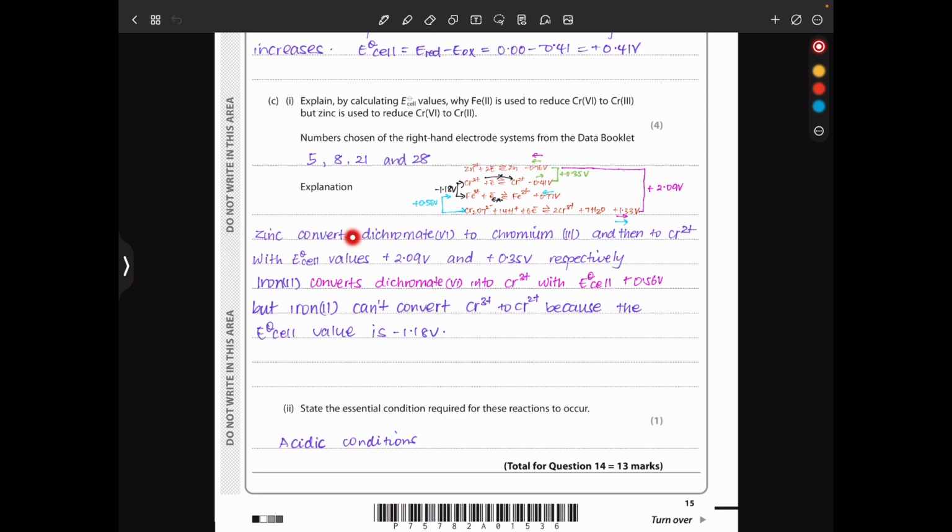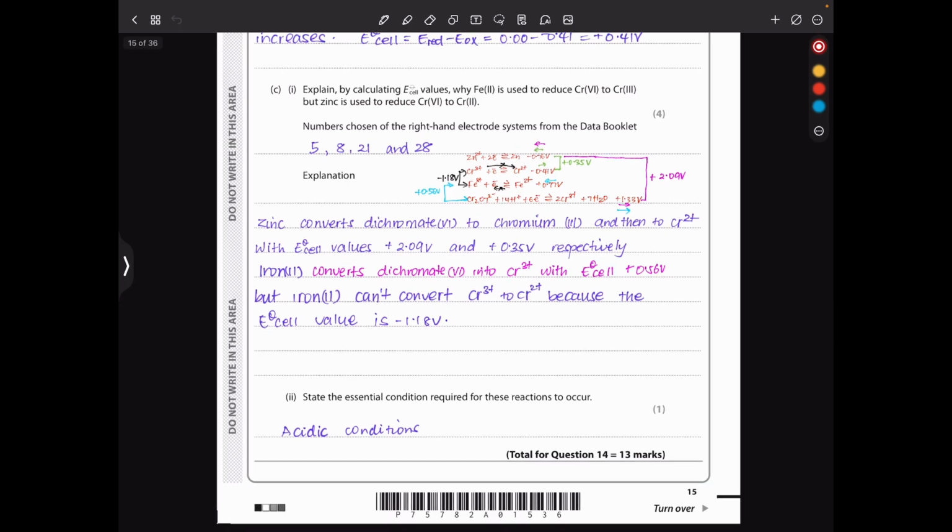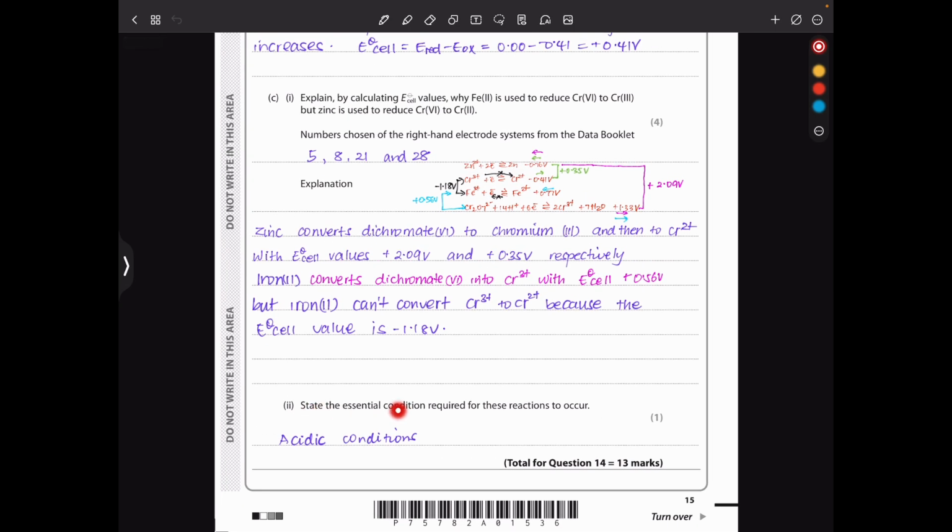So I said zinc converts dichromate 6 to chromium 3 and then to chromium 2 with E theta cell values of 2.09 volts and positive 0.35 volts respectively, and iron 2 converts dichromate 6 into chromium 3 with E theta cell value positive 0.56 volts. But iron 2 can't convert chromium 3 to chromium 2 because the E theta cell value for that is minus 1.18 volts. The next part says that the essential conditions required for these reactions to occur, they should be in acidic conditions.